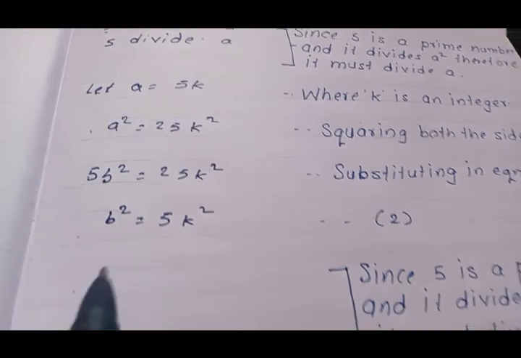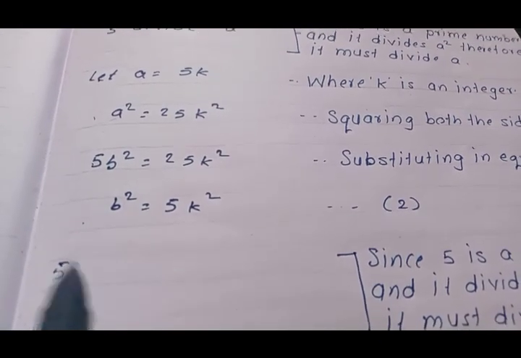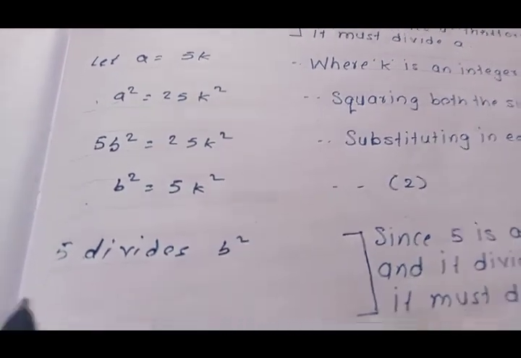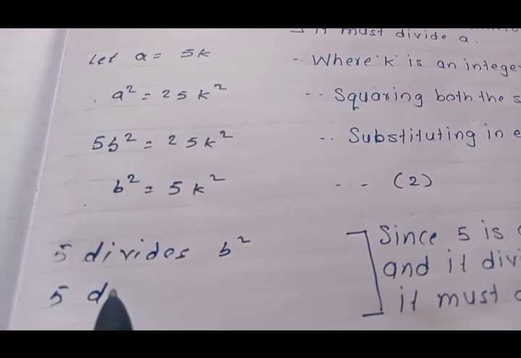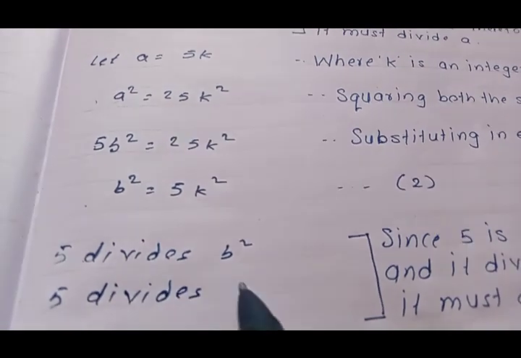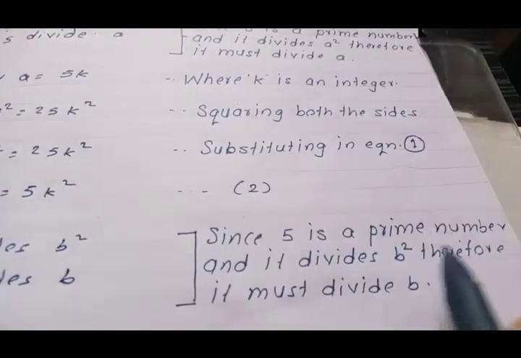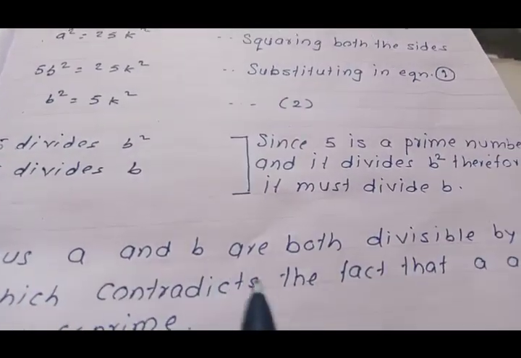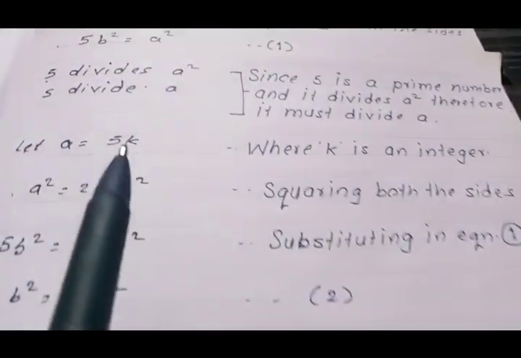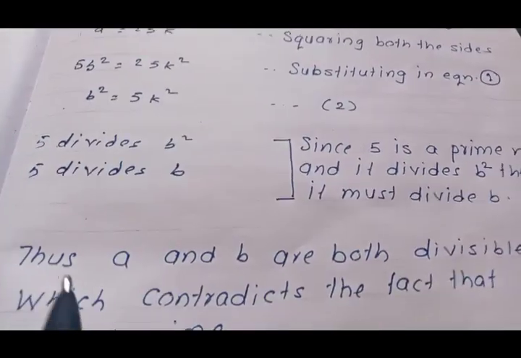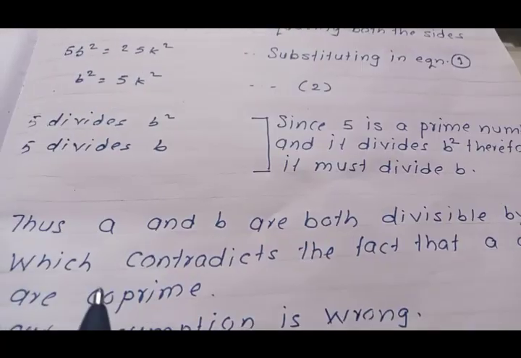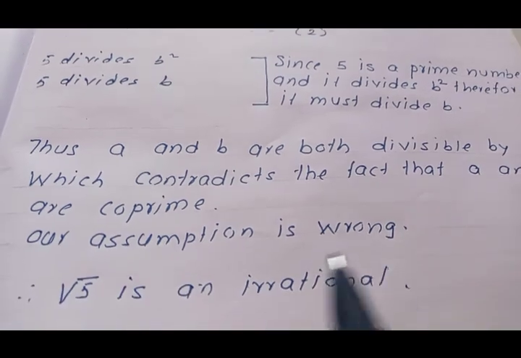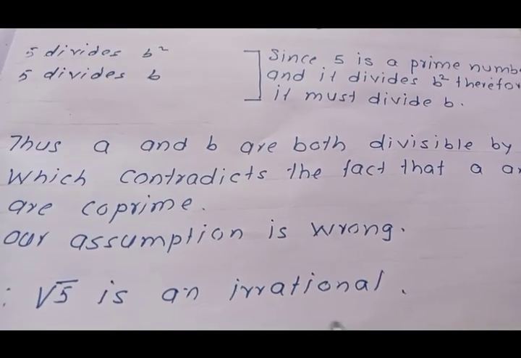Then here 5 divides b square, therefore 5 divides b. Reason: since 5 is a prime number and it divides b square, therefore it must divide b. Thus a and b are both divisible by 5, which contradicts the fact that a and b are co-prime. Our assumption is wrong. Therefore √5 is irrational.